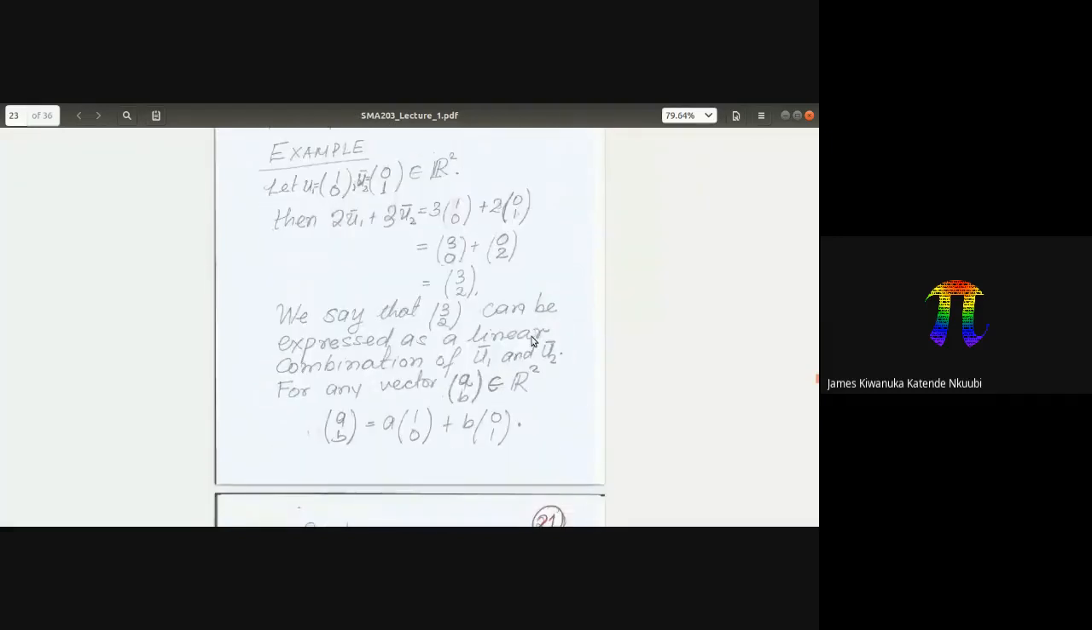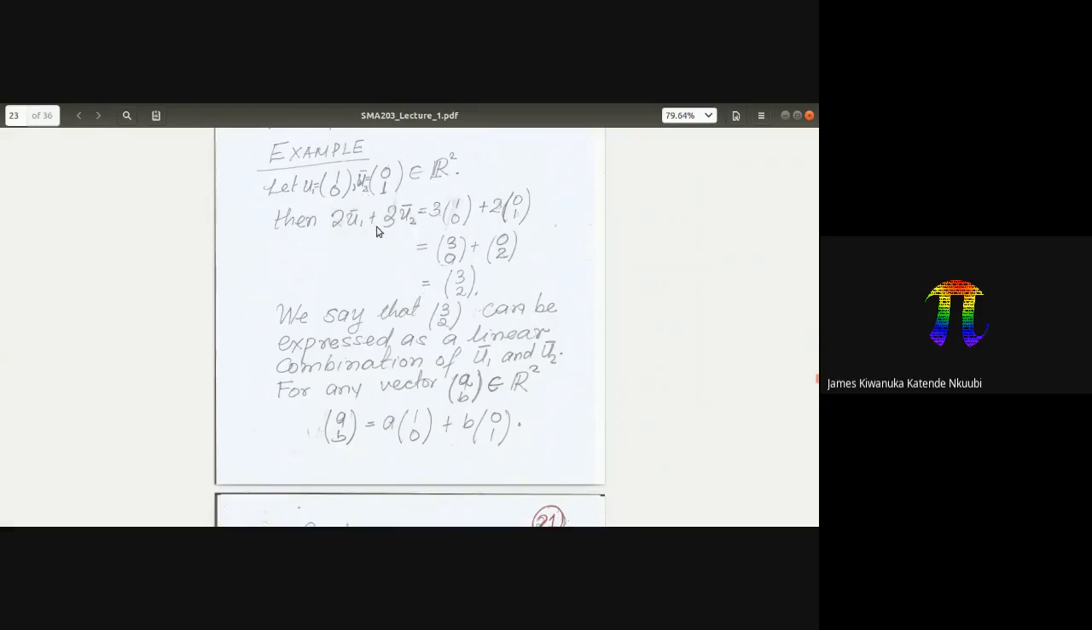So let's consider two vectors in R2. We take the first vector to be 1, 0, and the second vector to be 0, 1. We can create another vector by simply getting a multiple of u1. In this case we get 2u1, and we also get a multiple of u2, that is 3u2, and then we add them. We get a new vector, 3, 2. So here we say that this new vector, 3, 2, is a linear combination of the vectors u1 and u2.